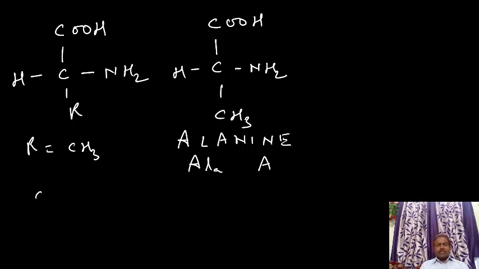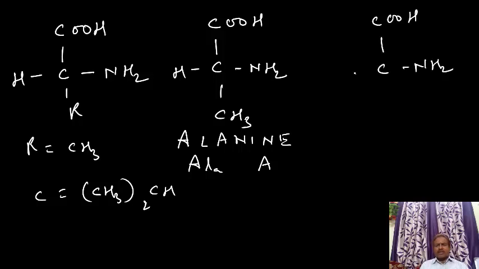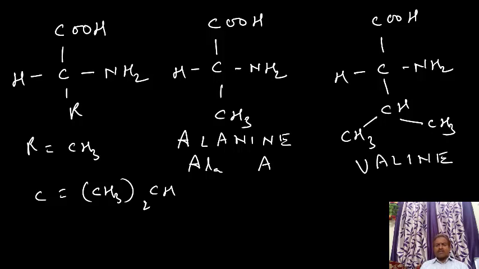Right. Now, if R is CH3 taken twice, CH, so this is COOH, CNH2, hydrogen here. This is CH, this is CH3, this is CH3. So this is an isopropyl group, and this substance is known as valine, V-A-L-I-N-E. The three-letter representation is VAL, and the one-letter representation is V. So in this way, if R differs, then we get different amino acids.